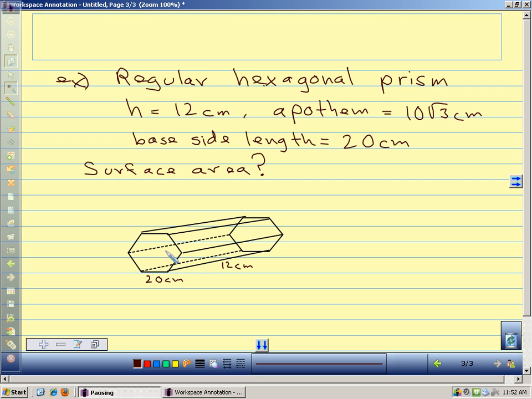And the apothem of our hexagon, from the center to the center of a side, is 10 square root 3. So we need three things. We need the area of a base. How do we find the area of our base?